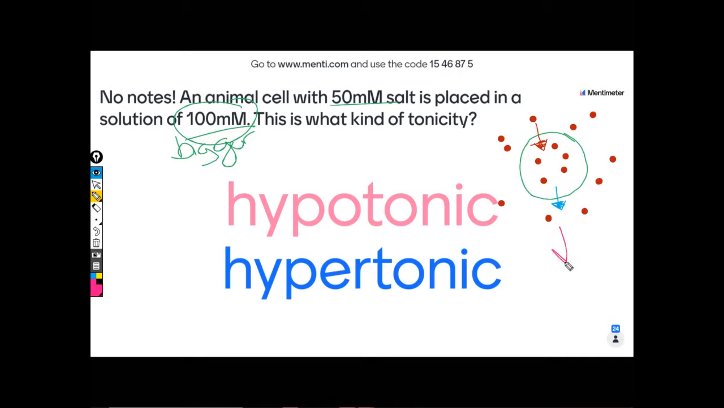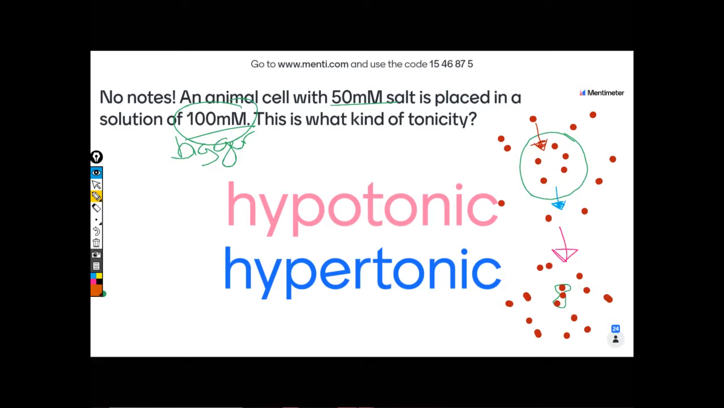That means if all the water leaves my cell, what's going to happen to it? It's going to shrivel up. No longer a happy little cell. Not a happy little cell at all. Oops, let's change colors. A color we haven't used. There's my final scenario.